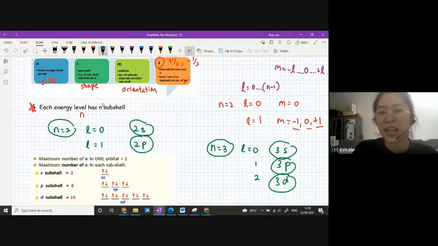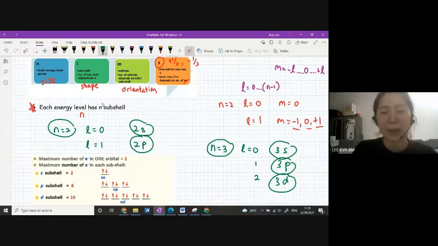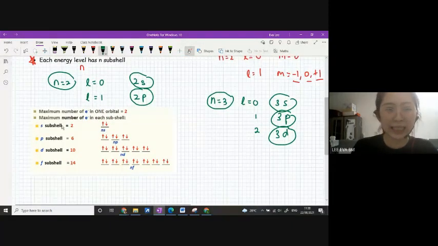Kalau N sama dengan 4, ada berapa subshell? 4. So kita akan ada 4S, 4P, 4D dengan 4F. Okay? Right. This one is what we revised about last lesson, yeah?